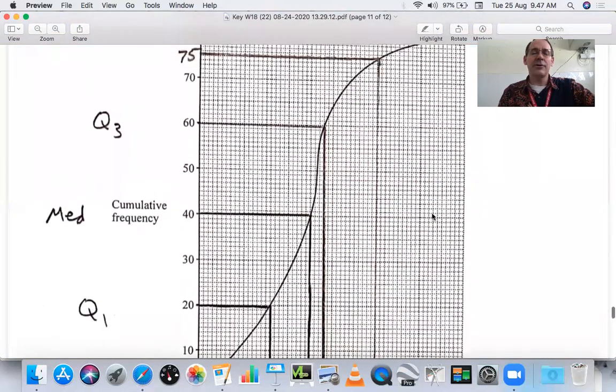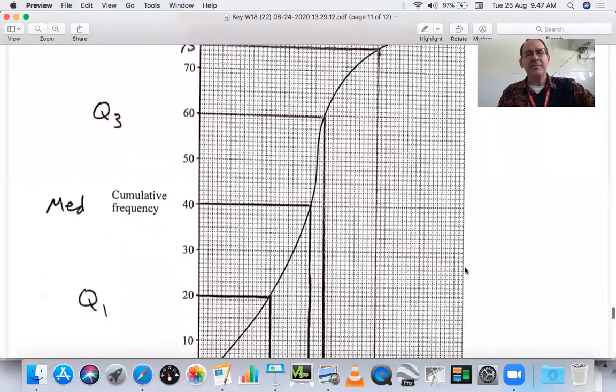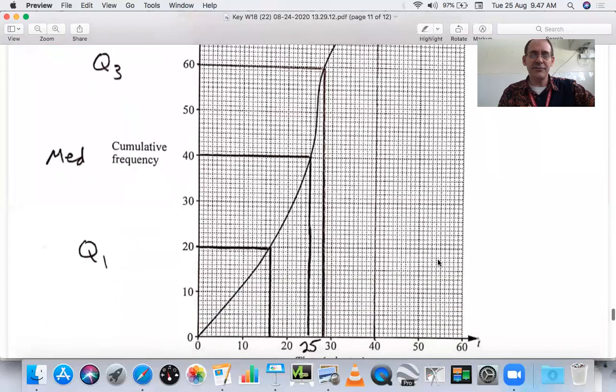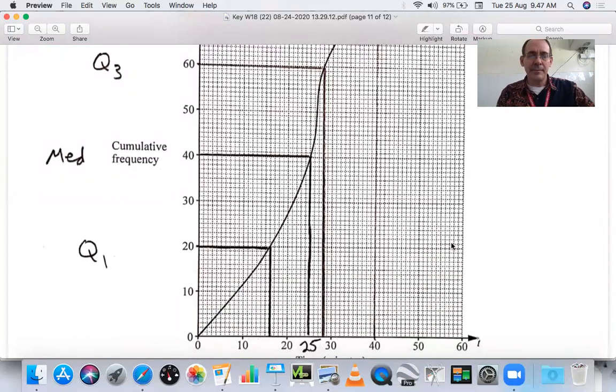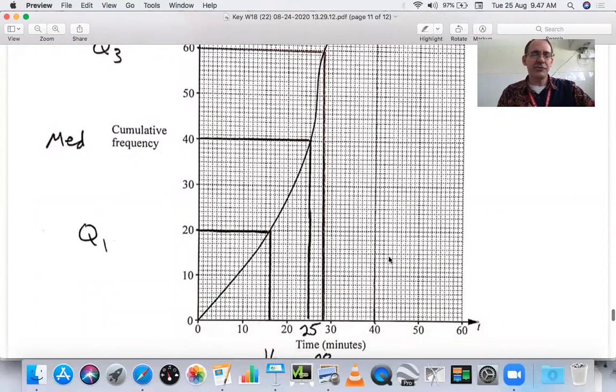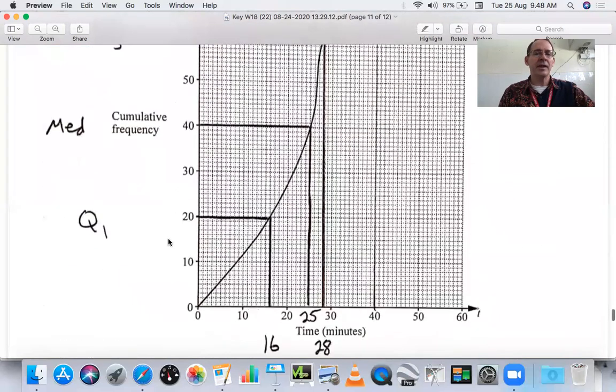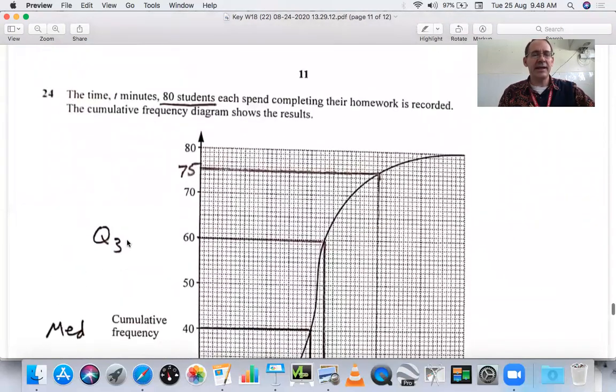I don't like looking at students' work where they have not drawn any lines. It doesn't give you very accurate measurements. Want to make sure that you're doing this correctly. So use that straight edge, draw your lines. Interquartile range, quartile 3 minus quartile 1. Quartile 3 is, of course, 75%. Quartile 1 is 25%. So 75% of 80 is 60.